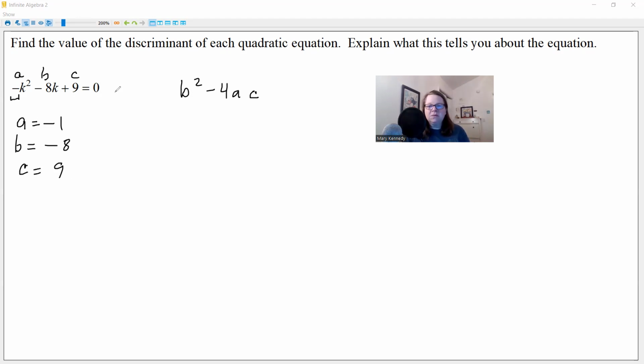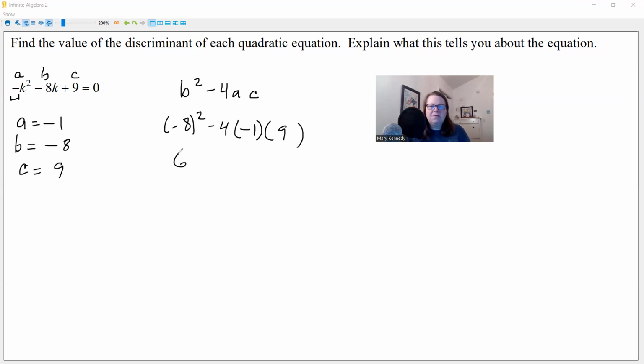Okay, so set equal to 0, and then make sure you're in standard form, figure out your A, B, C so that you can just plug in. You're going to substitute values. So b squared, so -8 squared, minus 4 times a times c. A is -1, c is 9.